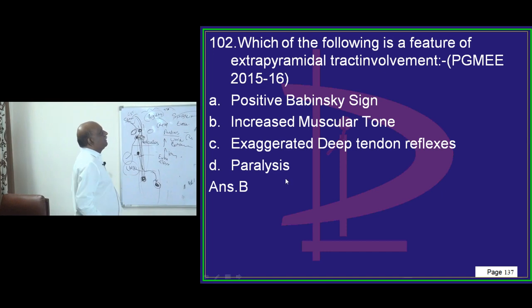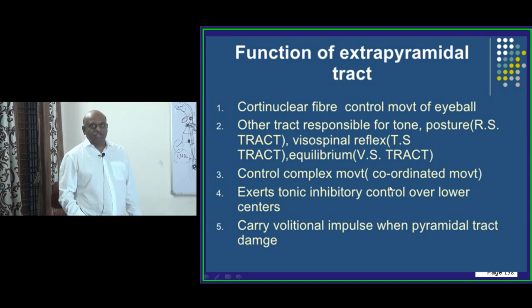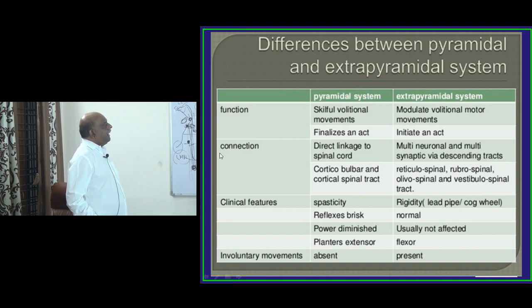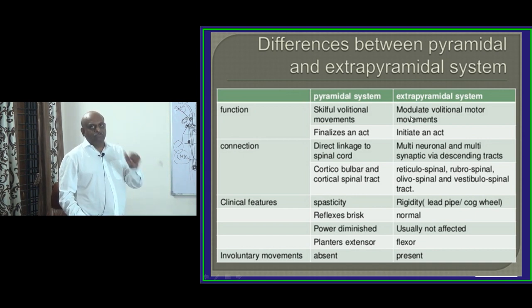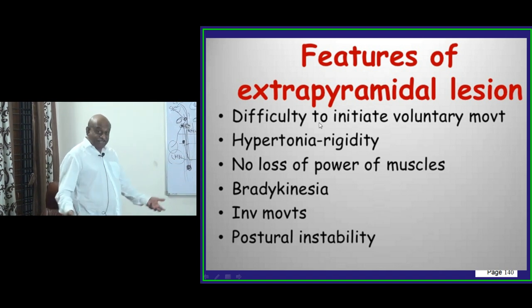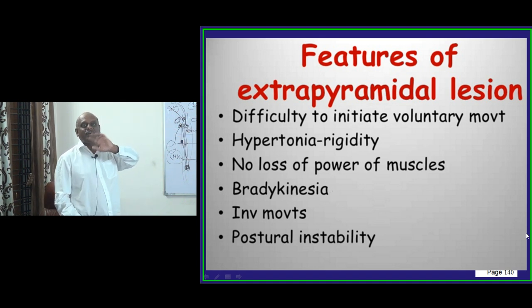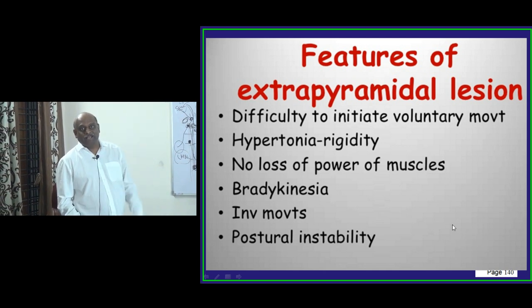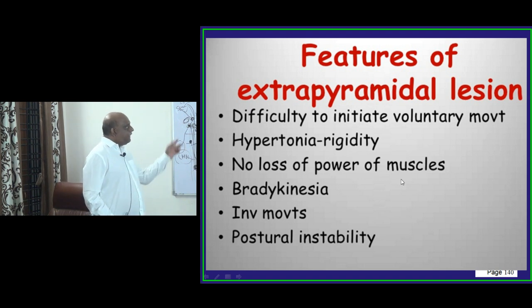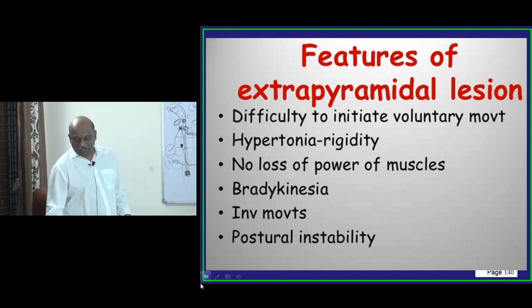So doc, you have all these tracts which are going to affect the anterior horn cell, and the main differences of pyramidal and extrapyramidal, please don't forget to punch this slide on the UMedico app for you to remember. And extrapyramidal lesions, best examples are Parkinsonism, Wilson's disease: bradykinesia, involuntary movements, postural instability, hypertonia, but there is no loss of power. In a pyramidal tract lesion, hemiplegia comes, the power also reduces. But in extrapyramidal, like pyramidal, there is an increased tone, but there is no loss of the power of the muscles, is what you have to basically remember.